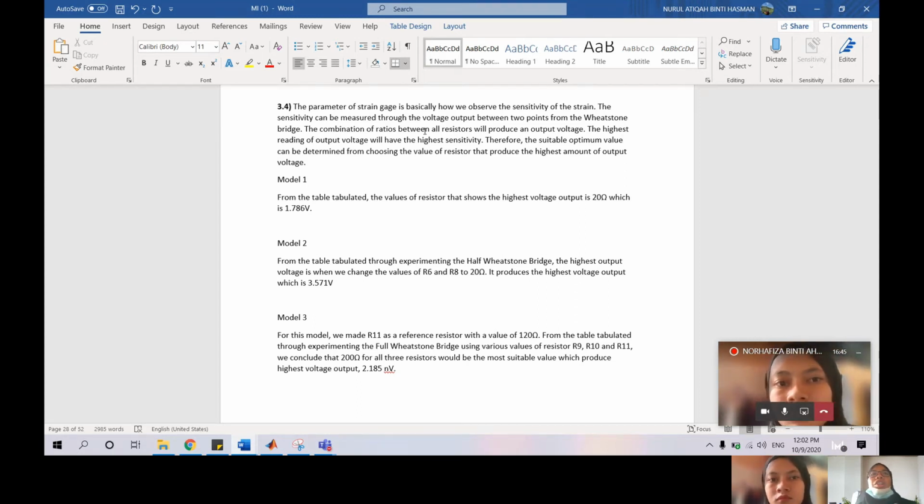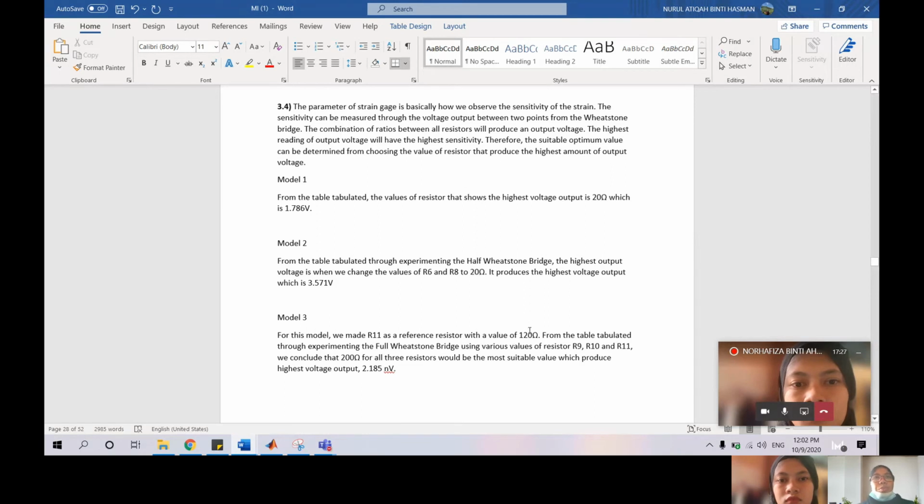So the combination of the ratio between all the resistors will produce an output voltage. It shows that the higher the output voltage, the higher the sensitivity. So the optimum value can be determined by choosing the value of resistor that produces the highest amount of voltage output. For model 1, we can see that the highest voltage output is when the resistor is 20 ohm, which gives an output voltage of 1.786 volt.